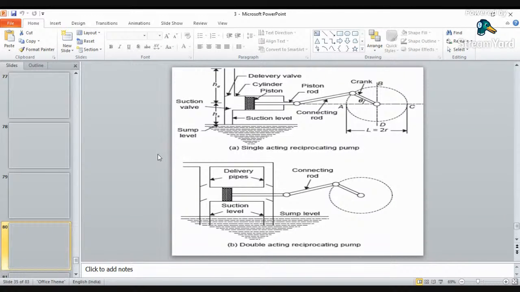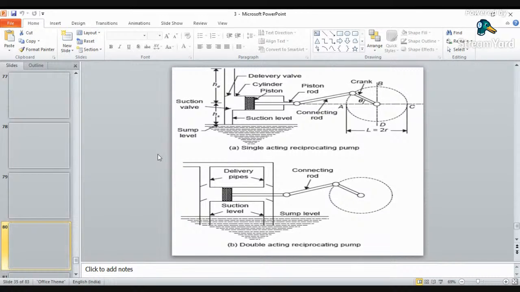Then there is a cylinder. It is a hollow cylinder inside a casing. Okay, then there is a piston, a solid cylinder which will move backward and forward inside the hollow cylinder to perform the suction and delivery of liquid. Then there is a crank. Crank is nothing but a solid circular disc which is connected to a power source or a motor. Okay, the crank will move back and forth, so there will be movement of the water.